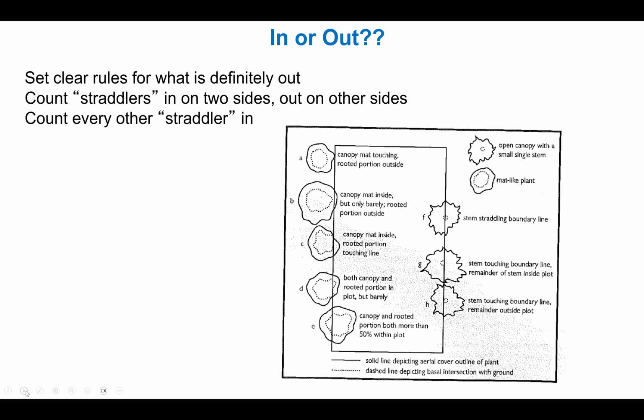Clear rules. Usually this is the standard, right? So if this is my square quadrat here, this is how you would either say it's in or out, okay? And do you count everything that touches it or not? You have to make the rules, okay? These are just some examples. Like this one is kind of in, the mat is inside, but the roots are touching the line, so it's in. The canopy is barely inside, but the roots are outside, so do we count that one? Things of that nature. So we have to go over those before you start counting.